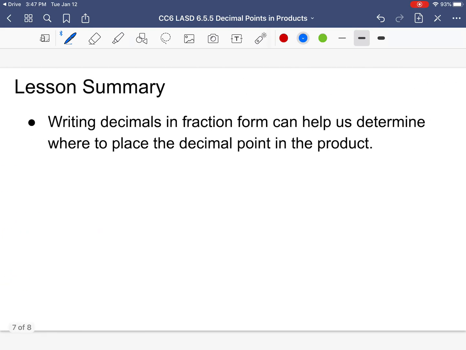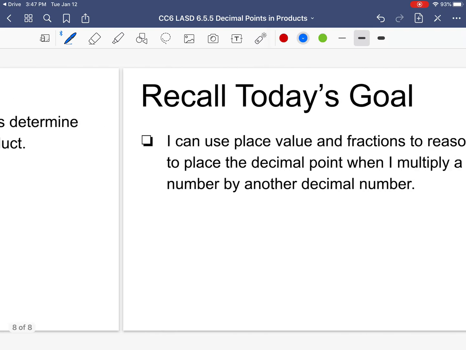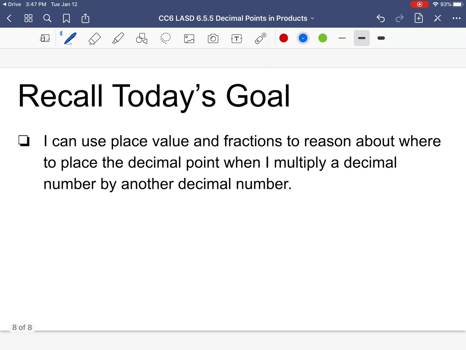So to summarize, when we write decimals in fraction form, that can help us determine where to place the decimal point in the product. So you saw today how to use place value and fractions to reason about where to place the decimal point when you multiply a decimal number by another decimal number. And that's the end of today's lesson.